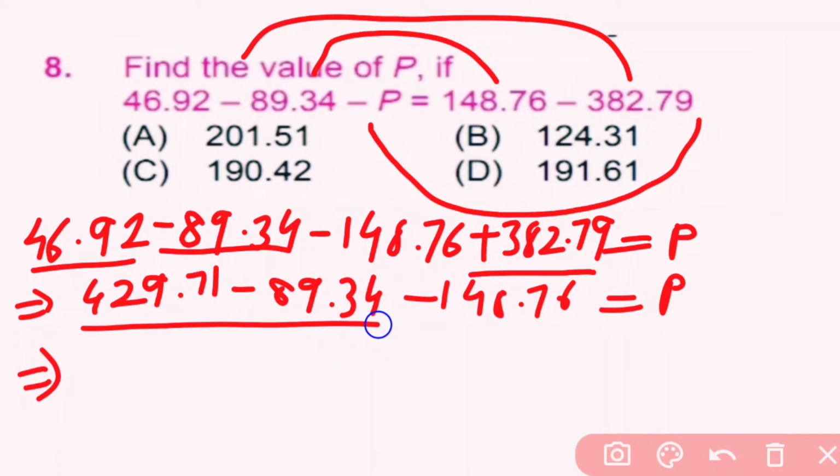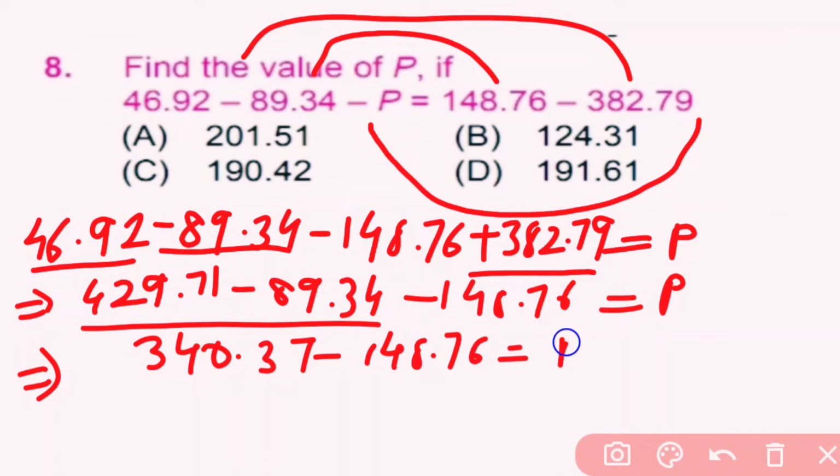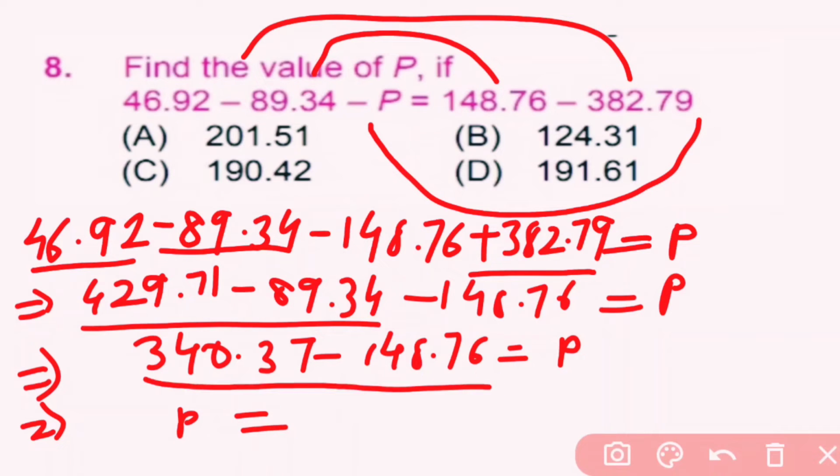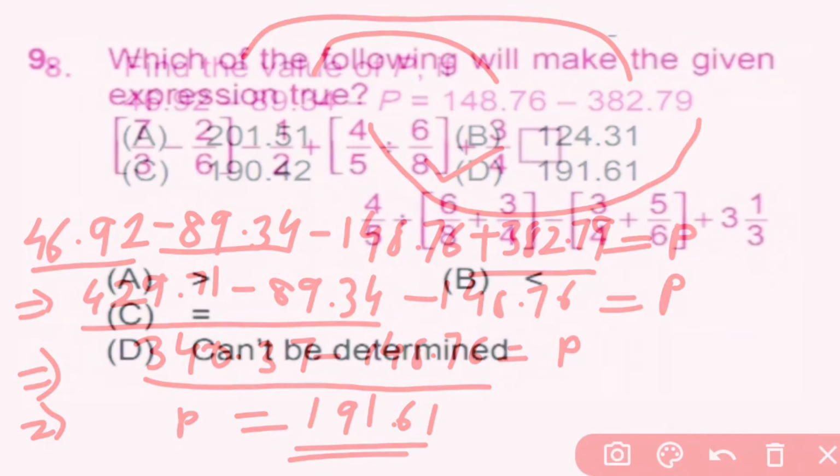So this will give 340.37 minus 148.76 is equal to P. So P is equal to, this will give 191.61. So P is equal to 191.61. D is the correct answer. Question number 9.